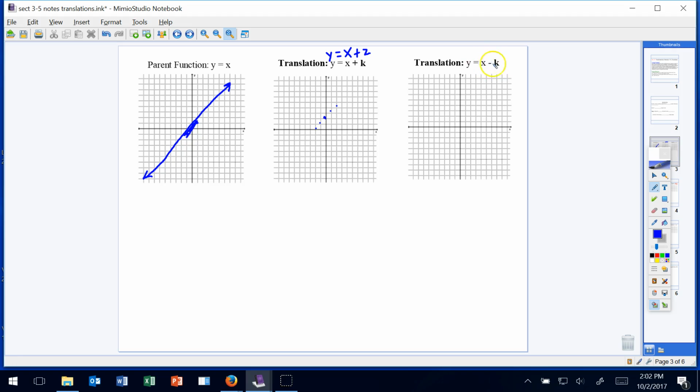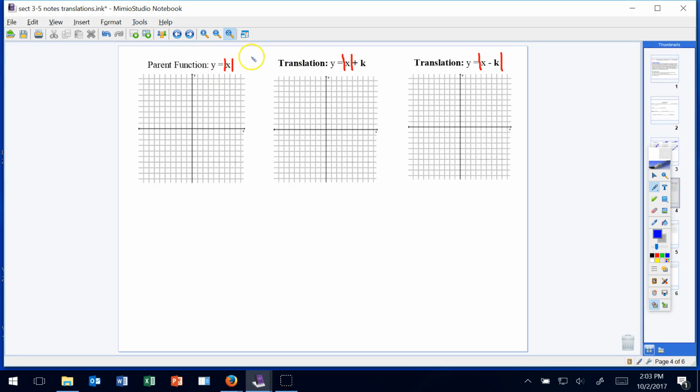Now, with this example, when I subtract a k number, I'm shifting downward. I'm taking the original parent and I'm moving all the points on the parent down 5. Okay, and draw the line from there. So pretty much with the parent y equals x, it's going to be either a vertical shift upward or downward.